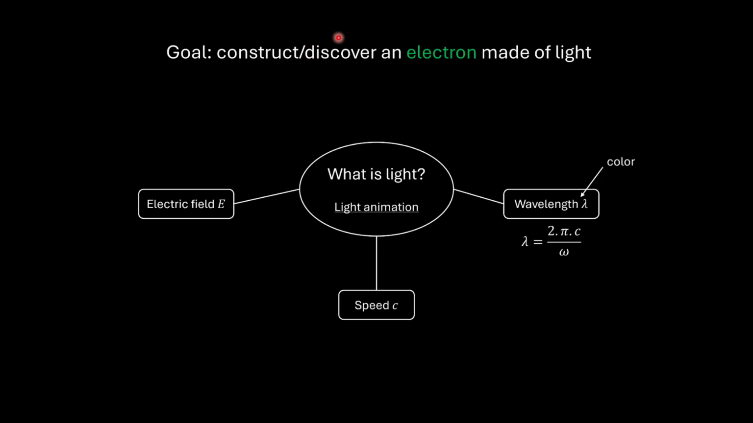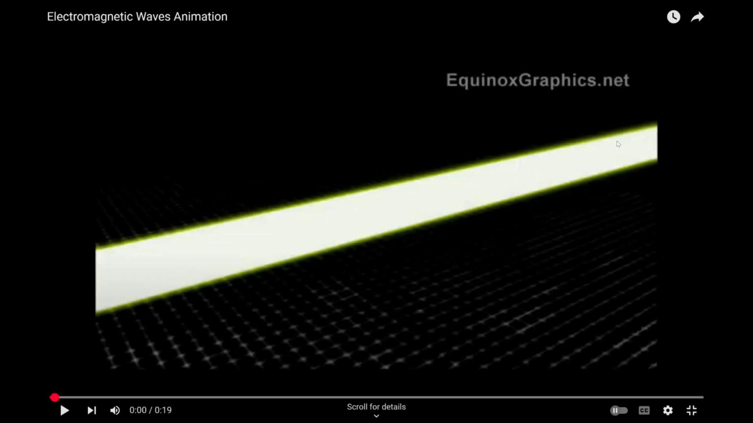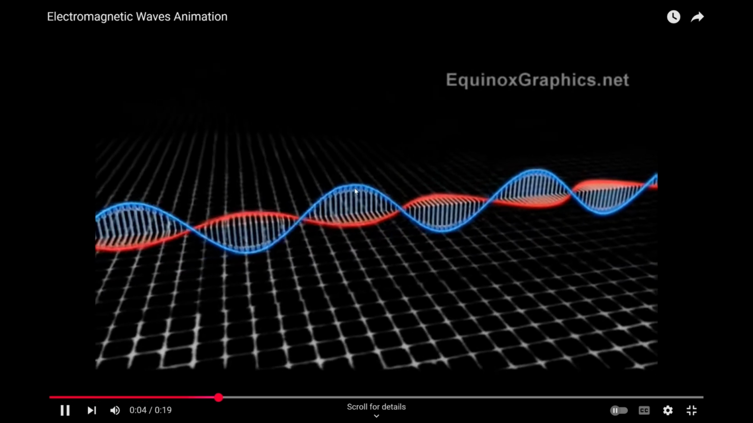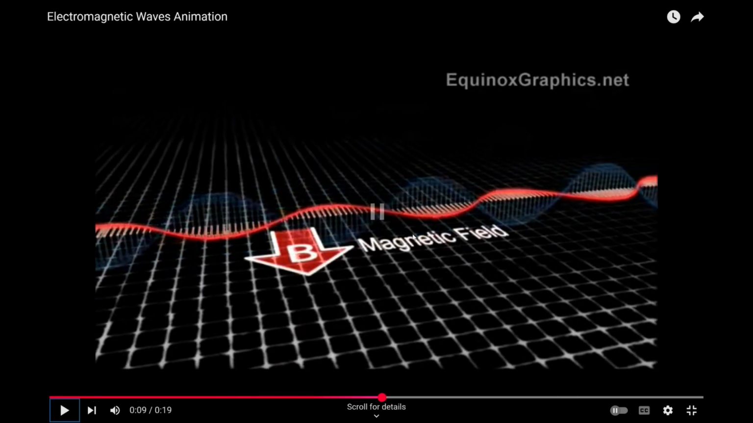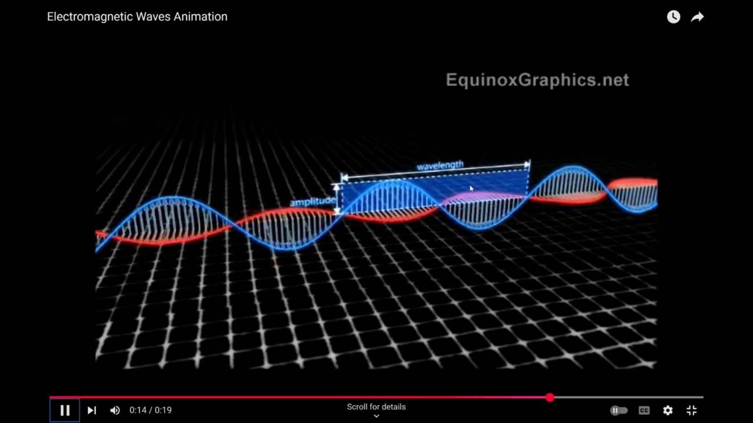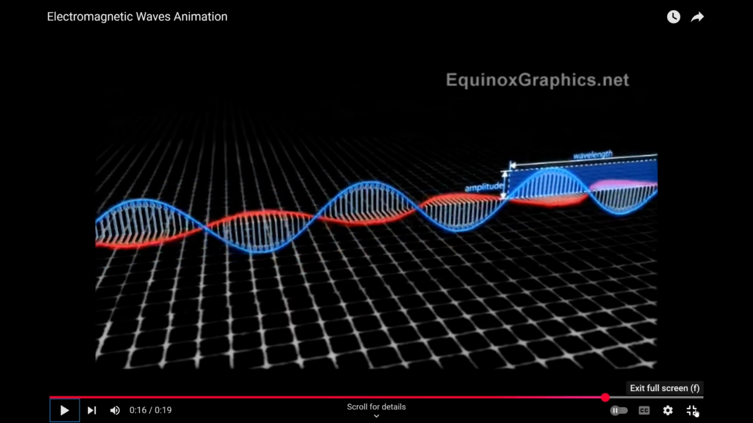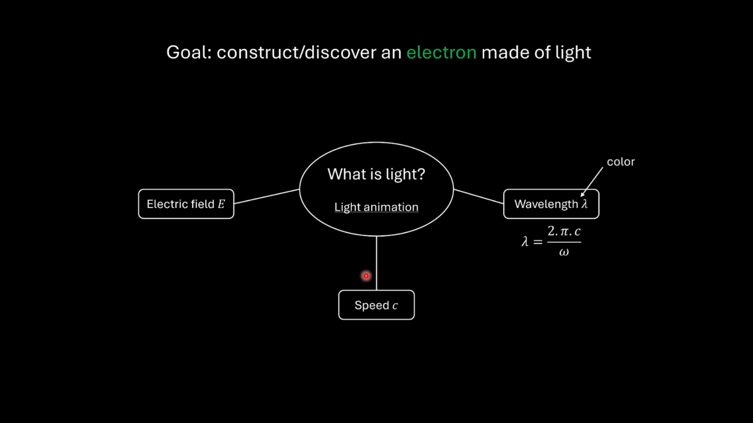Let's construct an electron made of light then. I chose the electron because it seems simpler. But first we have to know what light is. Here is an animation. This is a ray of light, or a light wave, and it is characterized by its varying electric and magnetic fields that are perpendicular and that have an amplitude and wavelength. Okay, now that we know what light is, let's construct an electron made of light.